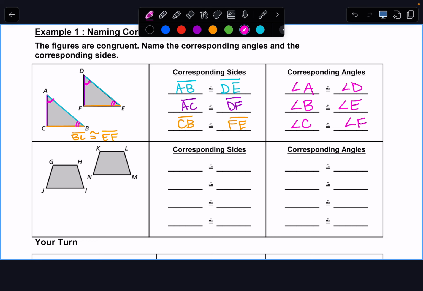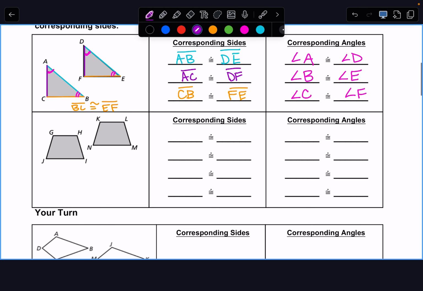All right, so what I'm going to do is I'm going to write segment GH, segment HI, segment IJ, and segment GJ. And what I want you to do, I wrote all of the segments from this first shape, all highlighted in purple. And what I want you to do is write the congruent sides that correspond with the purple to this second one right here. Ready, set, go.